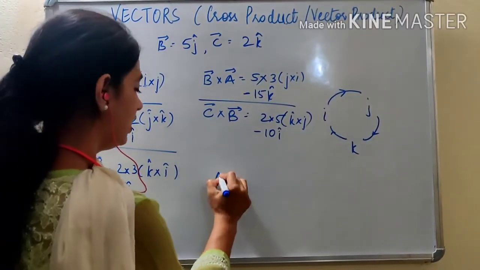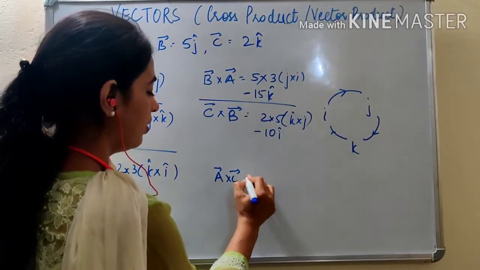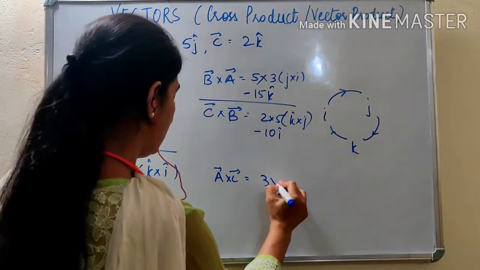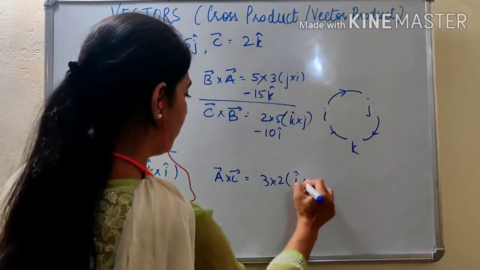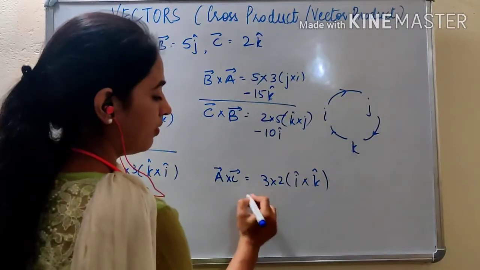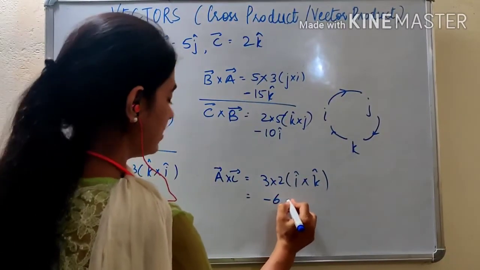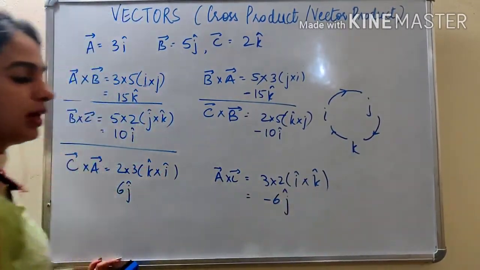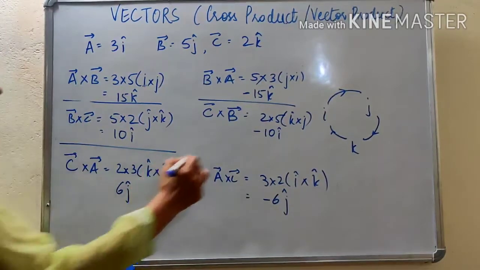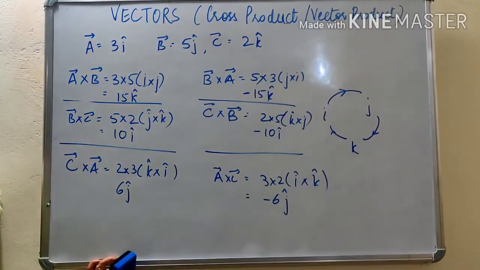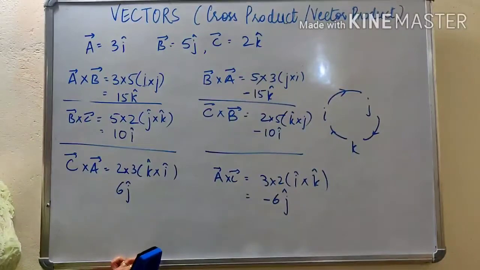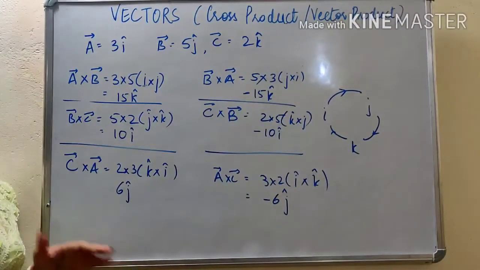And similarly, A cross C will be equal to 3 into 2 I cap cross K cap. So that will be equal to minus 6 J cap. Right? Because we are going in the anti-clockwise direction. So this is how you can solve. You can multiply two vectors using the orthogonal unit vectors I, J, K.